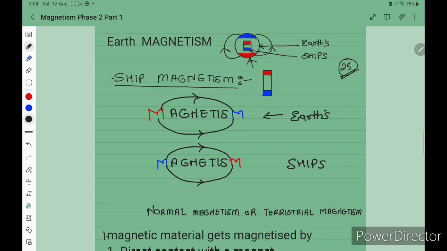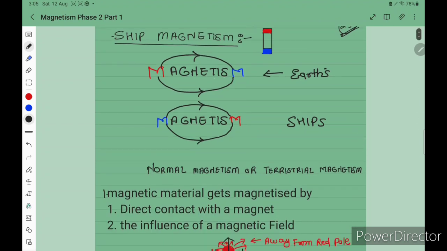For earth magnetism, just understand this: on the south side we have the red, and on the north side we have the blue. So the line of force goes from red to blue. If you see this, red to blue. This you have to remember.